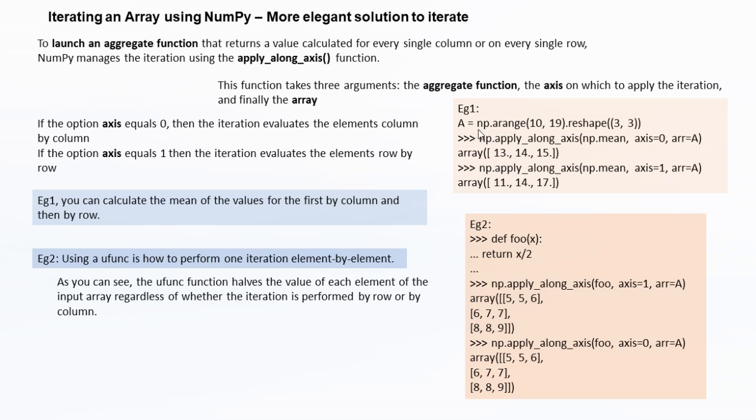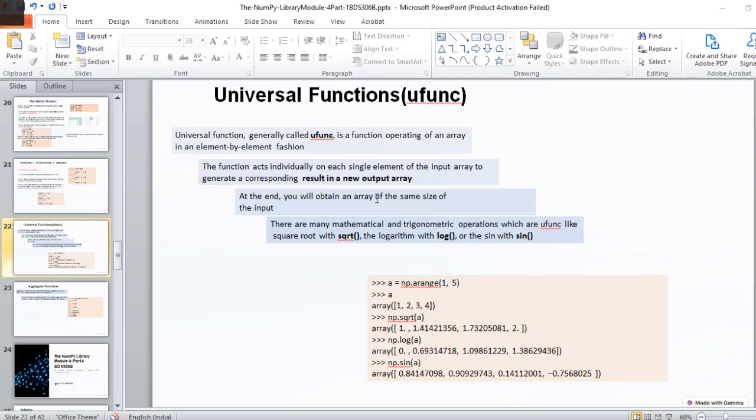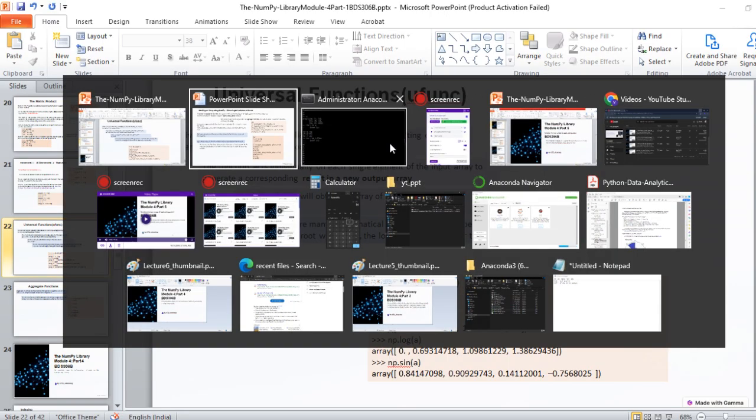Okay, now see this example. Here first let's define an array. We have defined a 3-dimensional 3x3 array. Upon that I am using the aggregate function mean. I am saying 0, so that means the mean is being calculated column wise. Otherwise, if I say 1, the mean is calculated row wise. Let's see this in the example in the terminal.